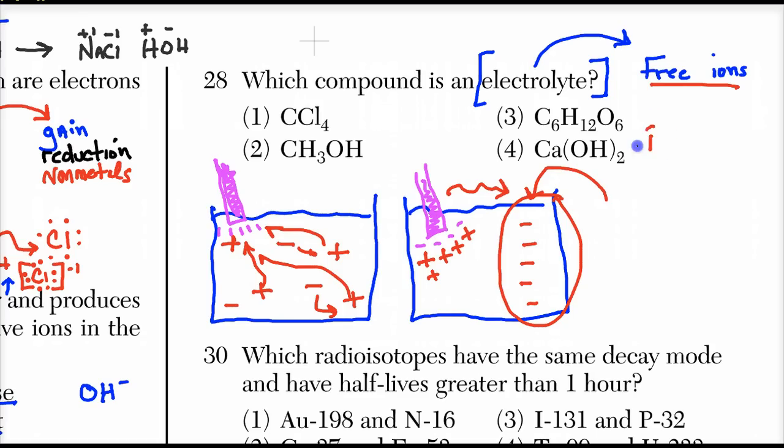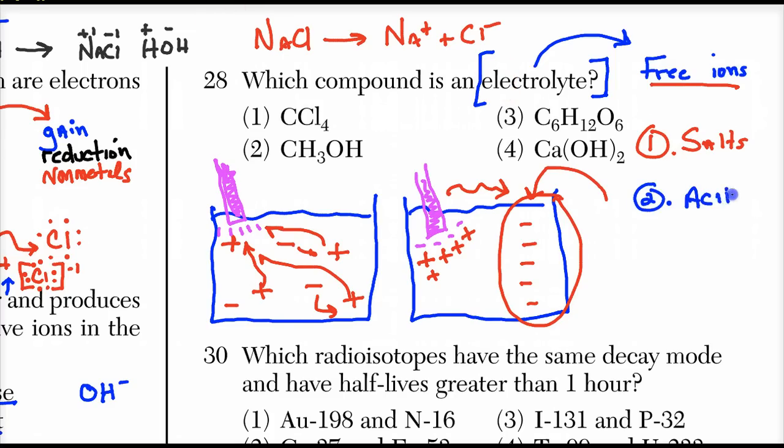Now you should know that, number one, salts, things that are ionic, are made of ions, and if they're soluble, they break apart into free ions. For instance, sodium chloride, a soluble salt, breaks apart into Na plus and Cl negative. Another thing that produces ions is acids. Acids dissociate into H pluses. So HCl, a strong acid, breaks apart into H plus and its conjugate base Cl negative. And these are the free ions that could be here.